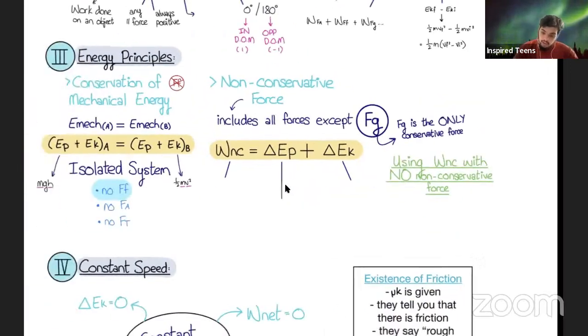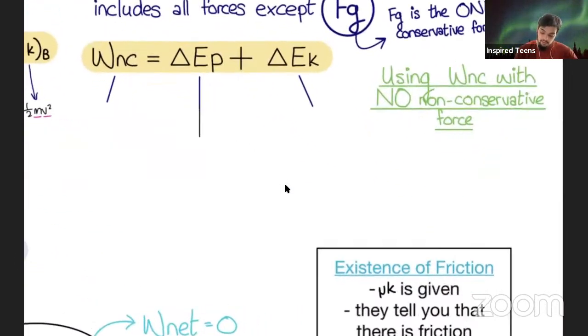So how can we break up this formula? Let's explain this formula. WNC is equal to delta EP, meaning change in kinetic energy plus change in potential energy plus change in kinetic energy.